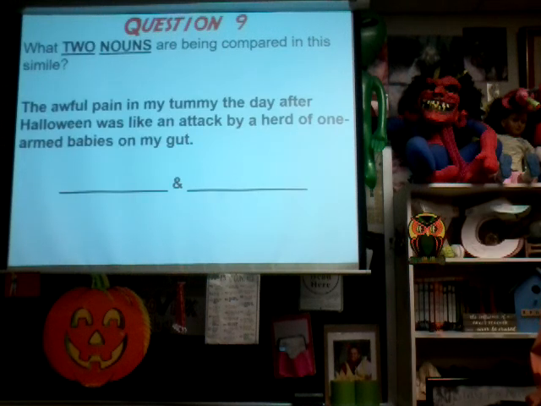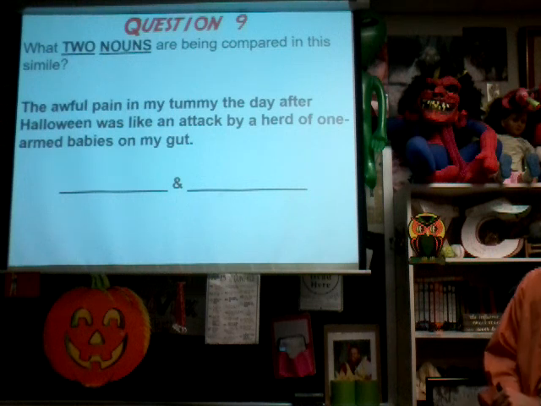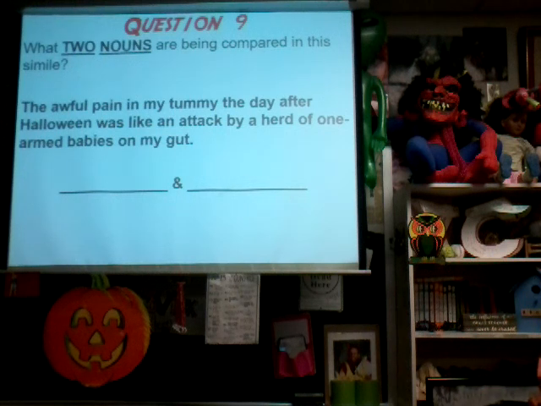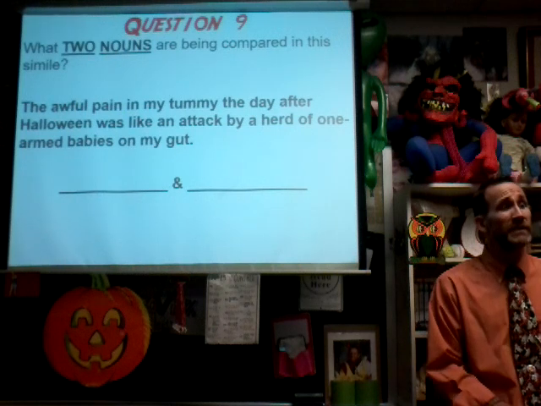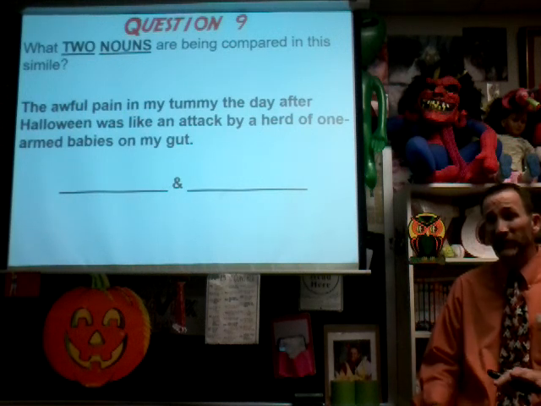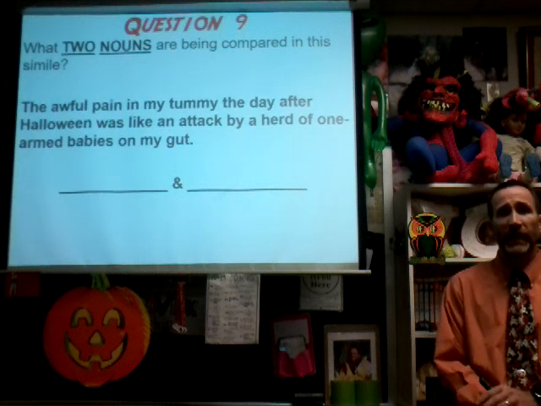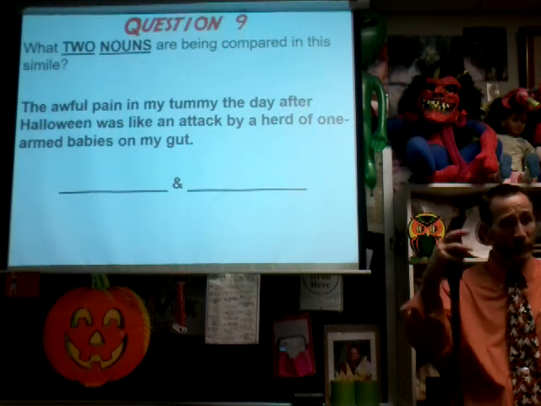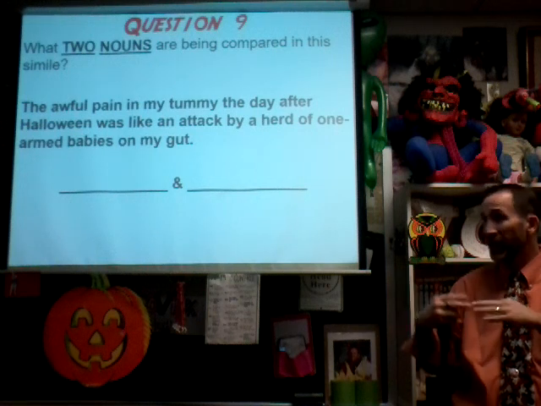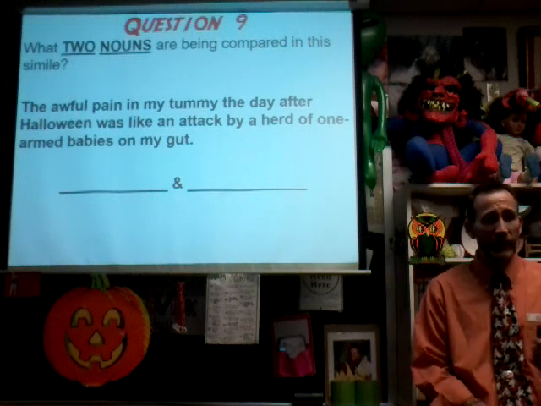What 2 nouns are being compared in the simile? The awful pain in my tummy the day after Halloween was like an attack by a herd of one-armed babies on my gut. I tried to make this one tough by throwing a whole bunch of words in there. So you had to sort of cut it down to figure out what are the 2 nouns being compared, and then making sure you're just doing nouns and not anything else. Delaney? Tummy and babies.